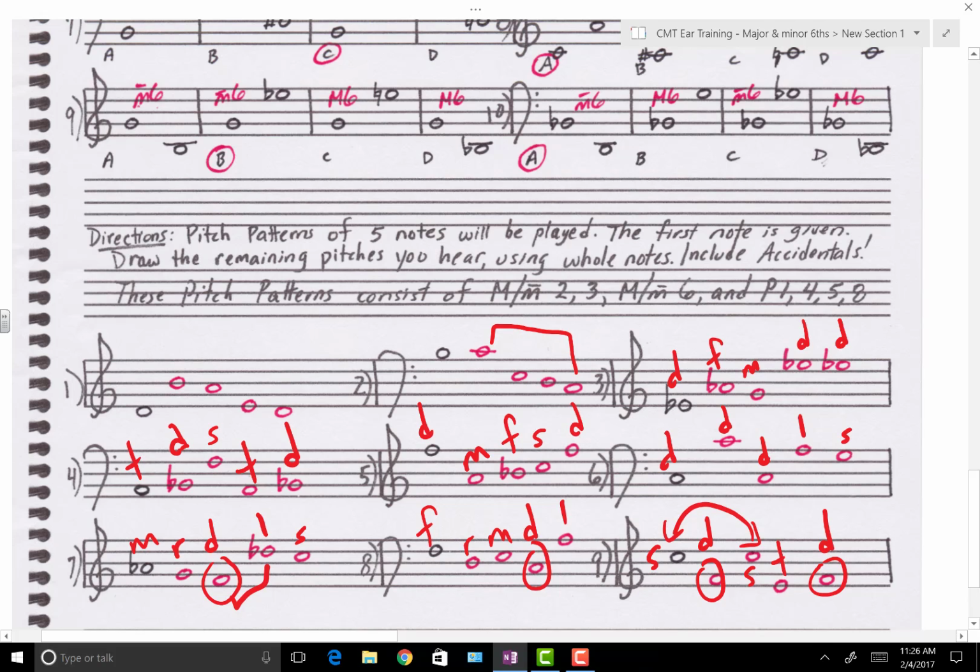Or perhaps you went interval by interval and you heard perfect fifth descending, perfect fifth ascending, and here is our minor sixth. Right there, from the C down to the E, that's the Entertainer, or do down to mi, and then back up to do.